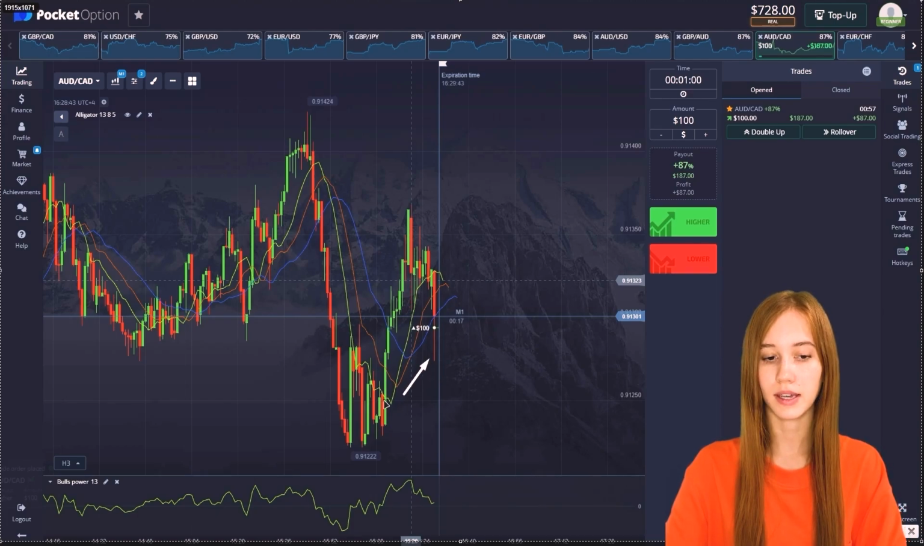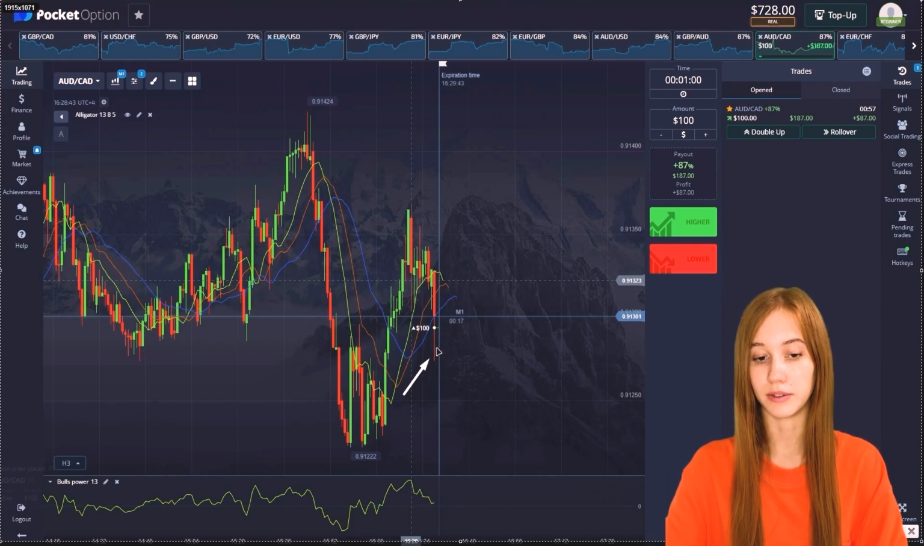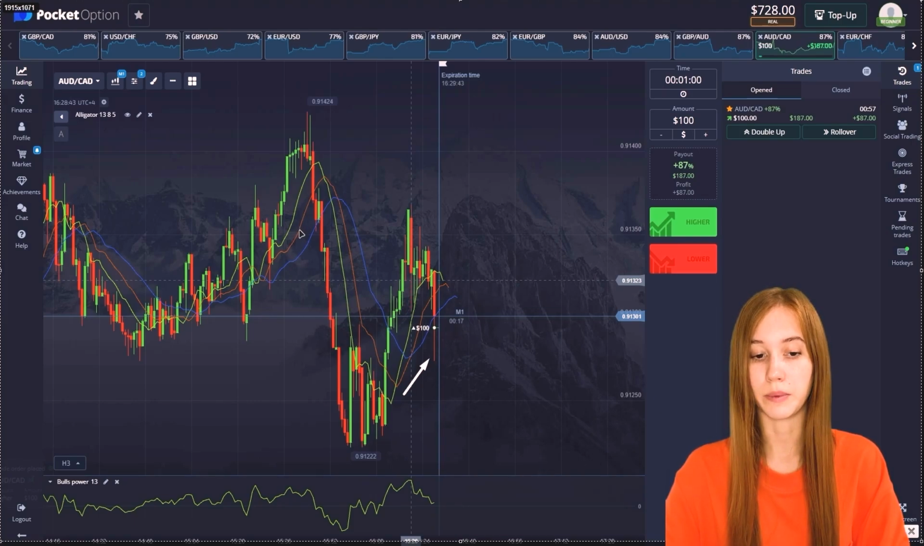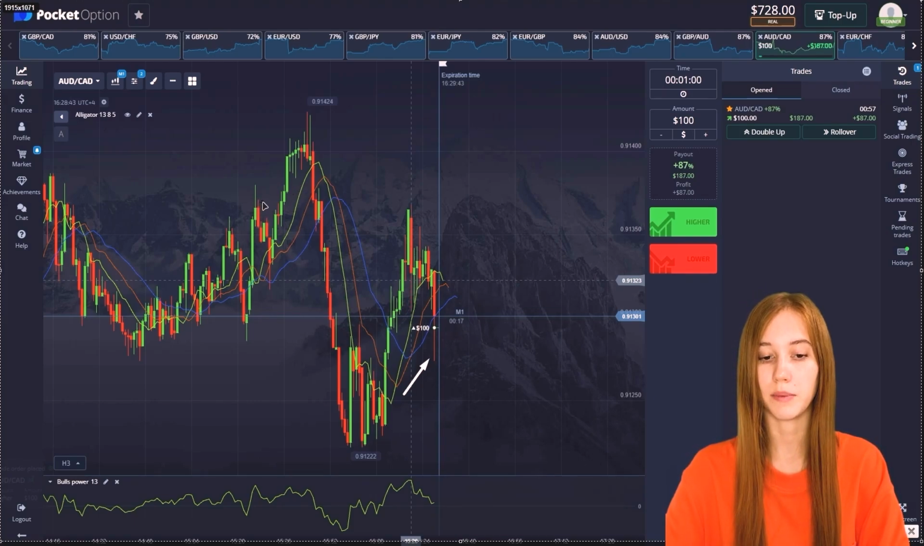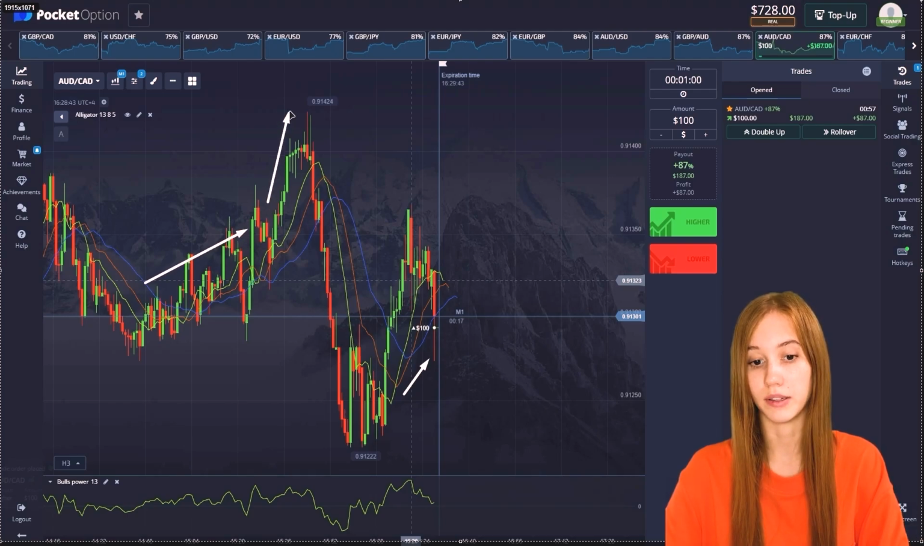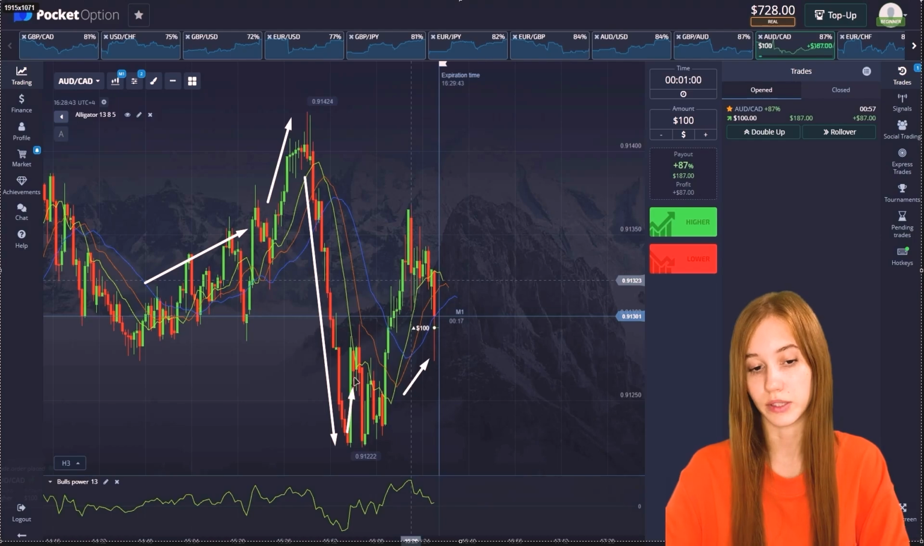At the moment of opening, we see a shadow below. This indicates that the market will roll back down. But if you look at the picture, why did this happen? Firstly, there was a rapid growth, it happened little by little.